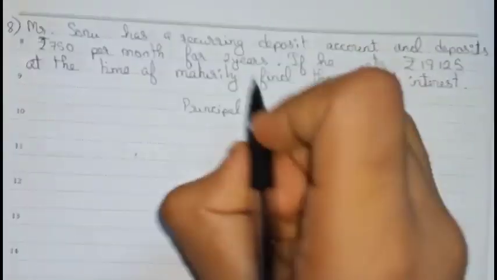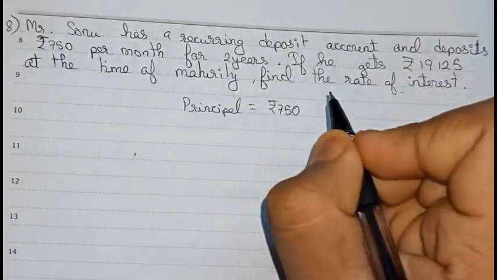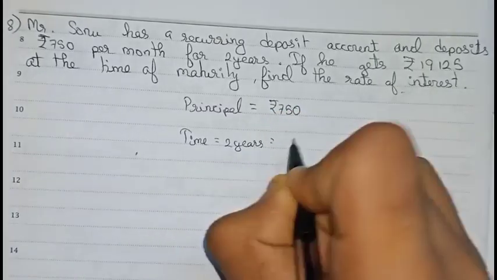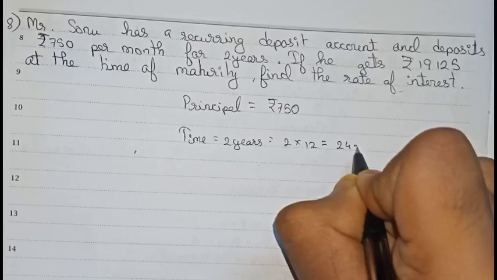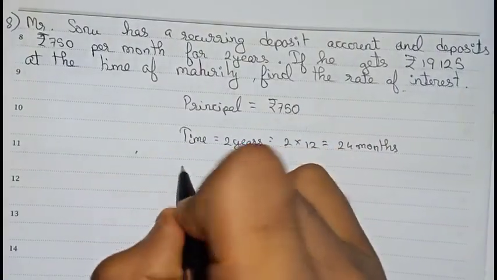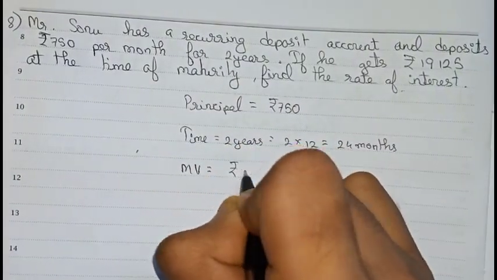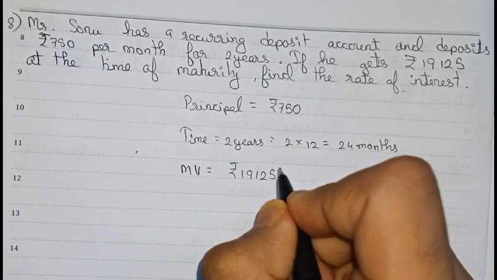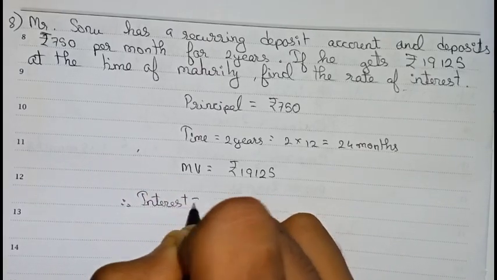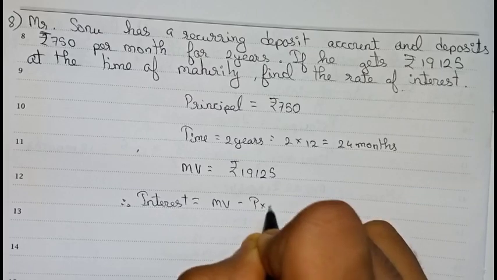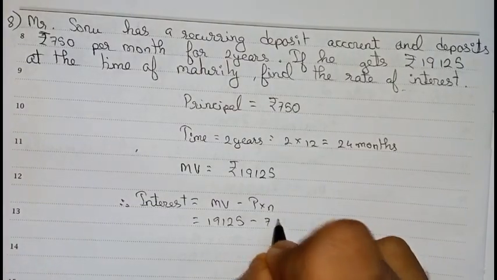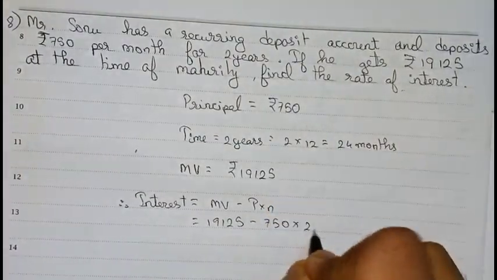Principal is given, rupees 750. Time is given, 2 years. So it's equal to 2 into 12, which is 24 months. So the maturity value is given. So we find the interest first. Interest is equal to maturity value minus principal into n. The maturity value is 19,125 minus principal 750 multiplied by n, that is 24.